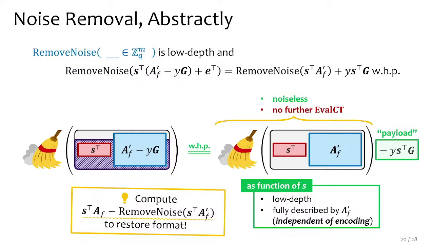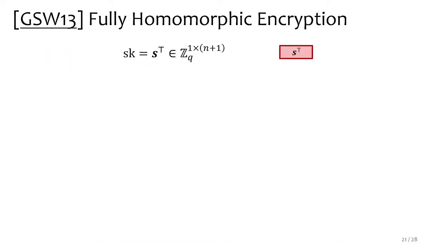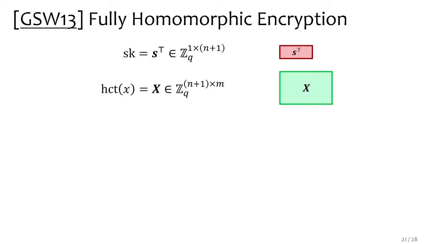OK, now we're going to proceed to compute this SAF minus remove noise, noiseless. And for that, we'll need other previous works. We need Gentry's Sahai-Waters FHE scheme. But the thing you need to know is that its secret key is an LWE secret. Its ciphertext has the same shape as an LWE public matrix.